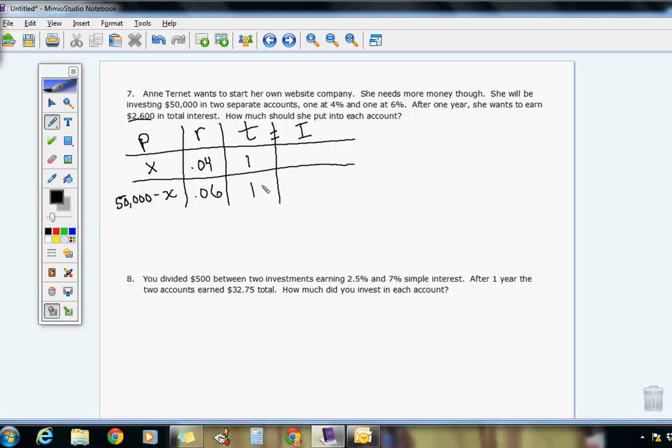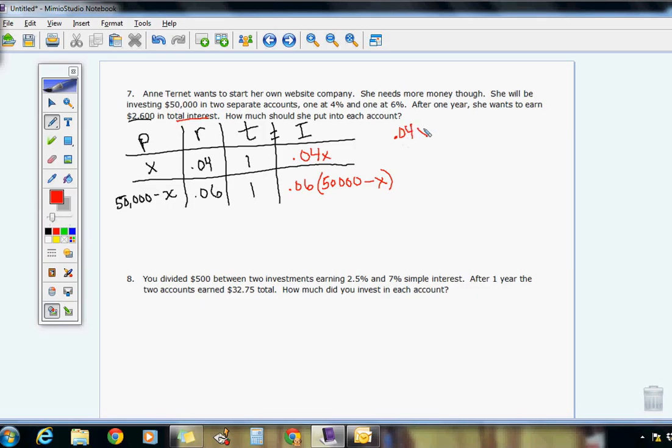left over. Okay, so the interest now, some of you want to think that we got to actually just put the $2,600. That's the total interest on both investments. So what we got to do is principal times rate times time equals 0.04x. Multiply across. And if we have 0.06 times 50,000 minus x, that's what goes in this cell right here. Now that is the interest earned on the second one. This is the interest earned on the first one. Well, hopefully it would make sense that we could add those two together, and that would equal the total interest.